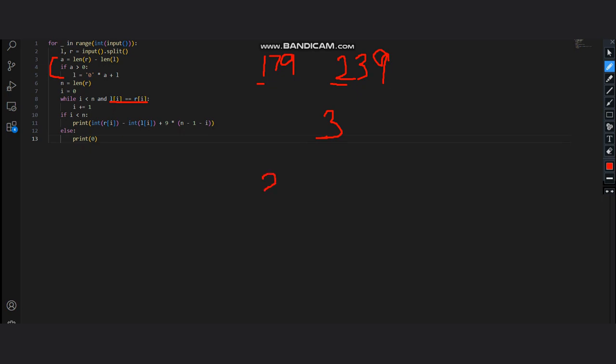So we need to print Ri minus Li plus 9 into n minus 1 minus i. So it would give us 1 plus 18, because this whole expression would give us 2 and 9 into 2 is 18. So we get the answer as 19 in this case.